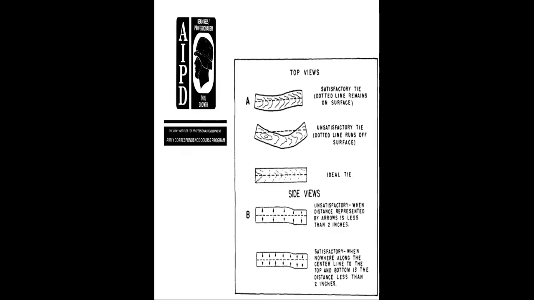Top views. A satisfactory tie, dotted line remains on the surface. An unsatisfactory tie, dotted line runs on the surface. Ideal tie. Side views.